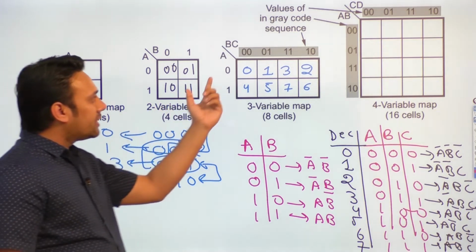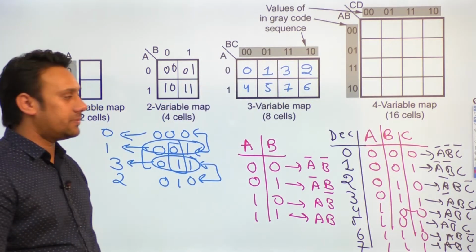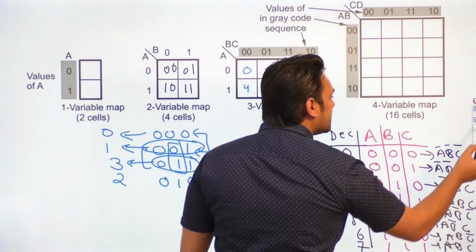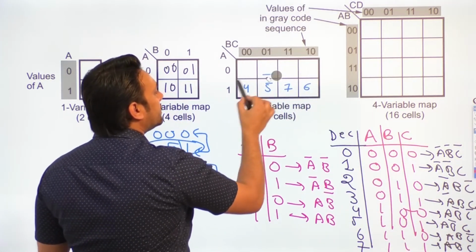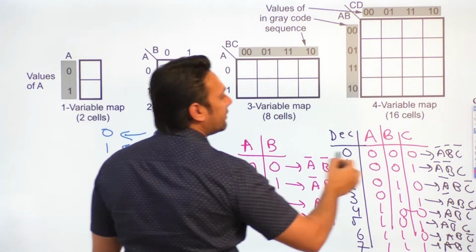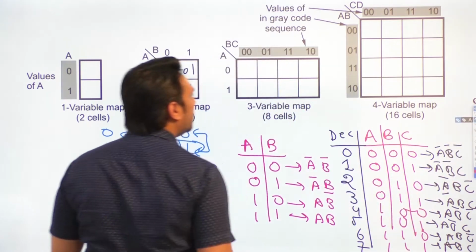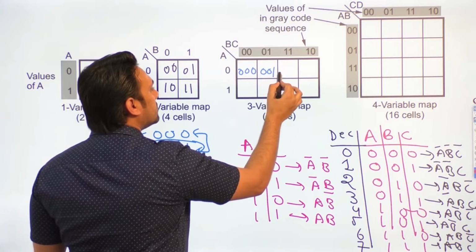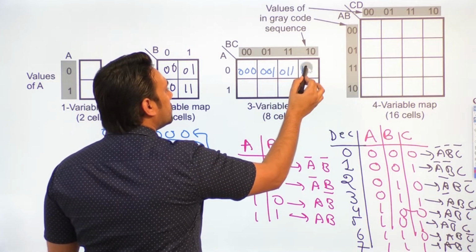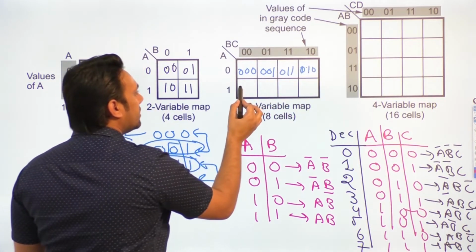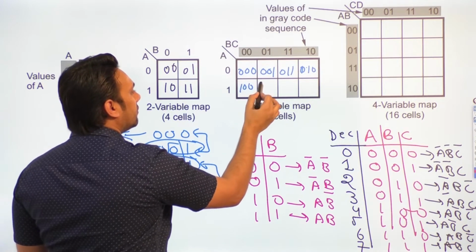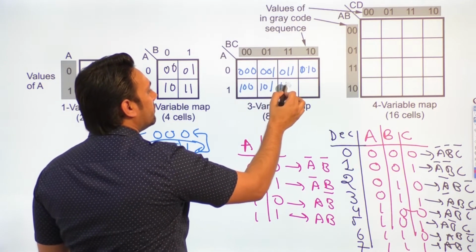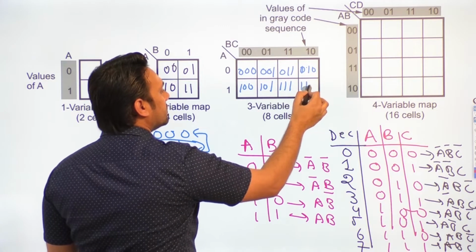Okay, so in the same way this entire K-map is organized. The entire K-map is organized on this principle. So if I just again write the decimal values, then the decimal values will be 0 1 3 2 for the first row, and 4 5 7 6 for the second row.